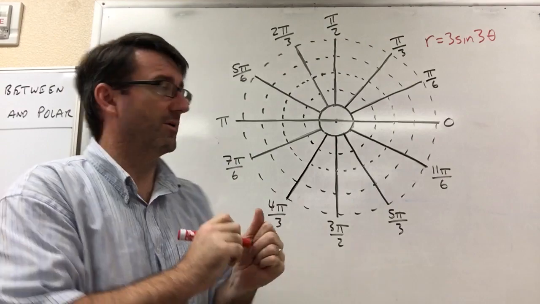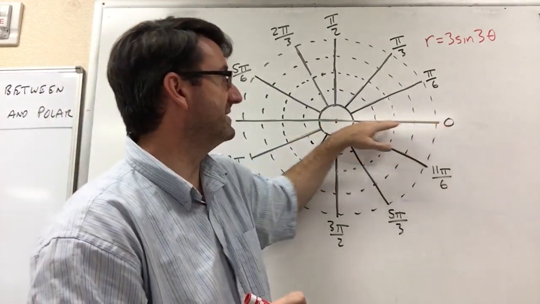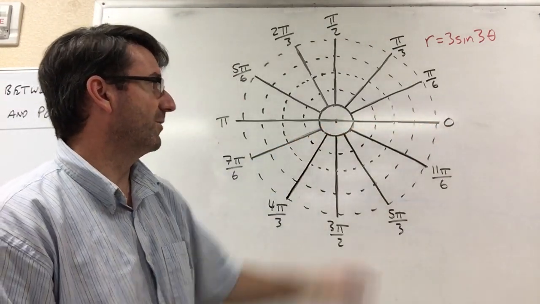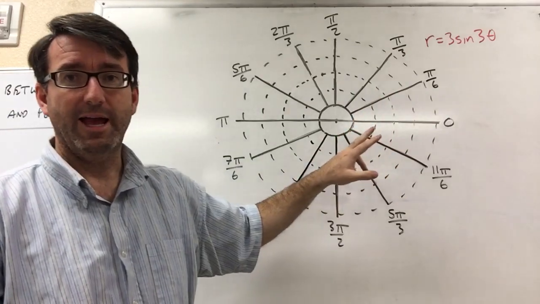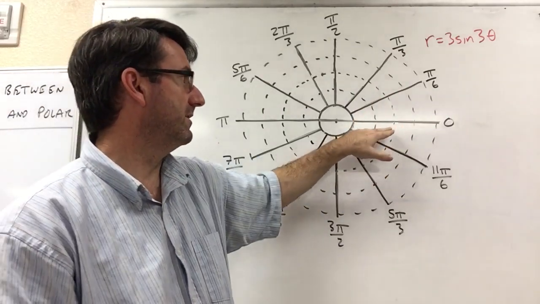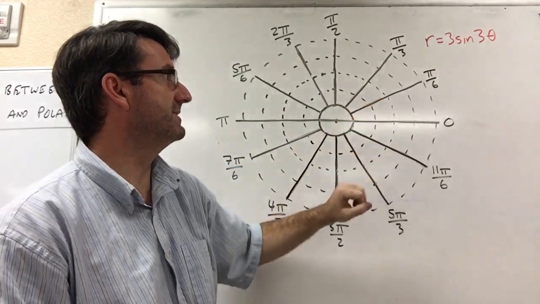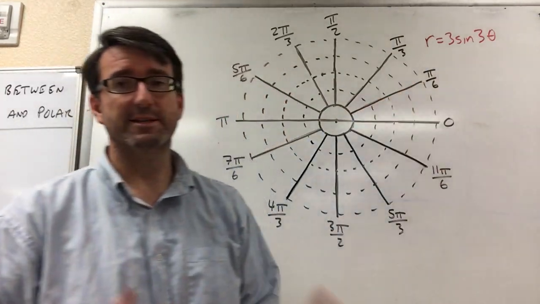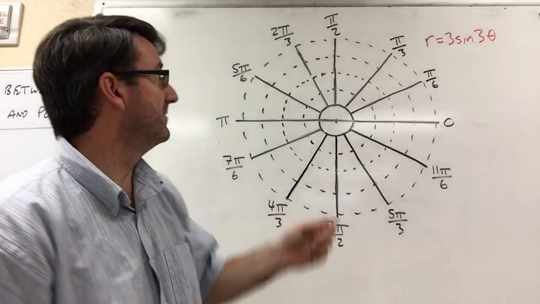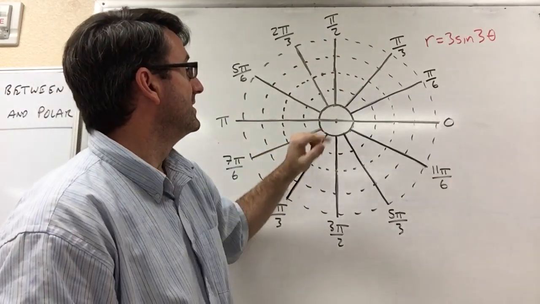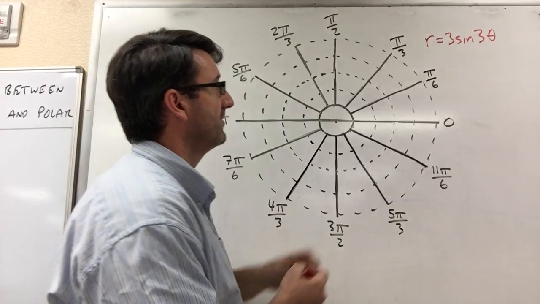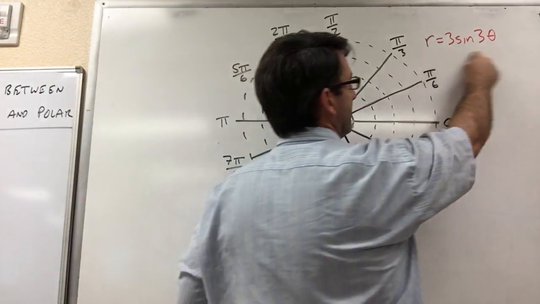Sine starts at 0, so the maximum value is never going to be at 0. We're never going to have a petal centered on 0 when r is equal to sine. Sine reaches its maximum value at pi over 2.